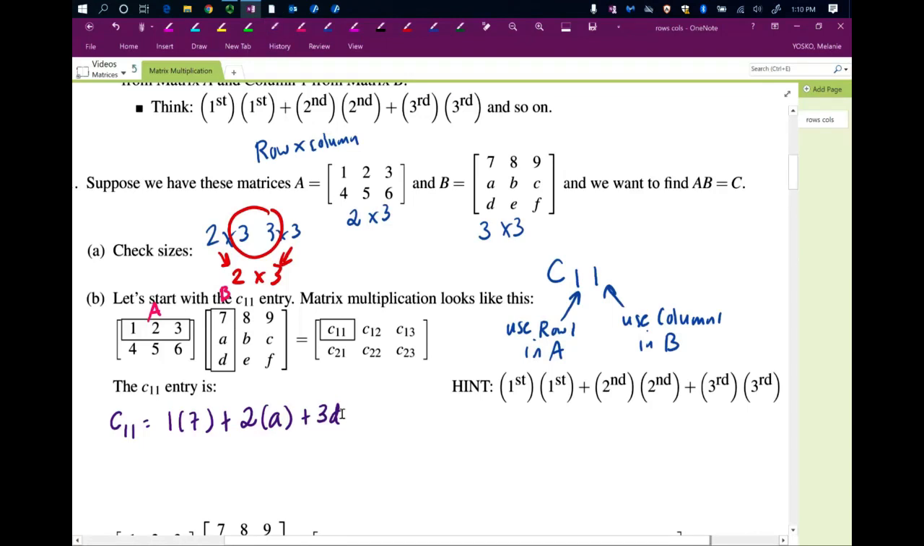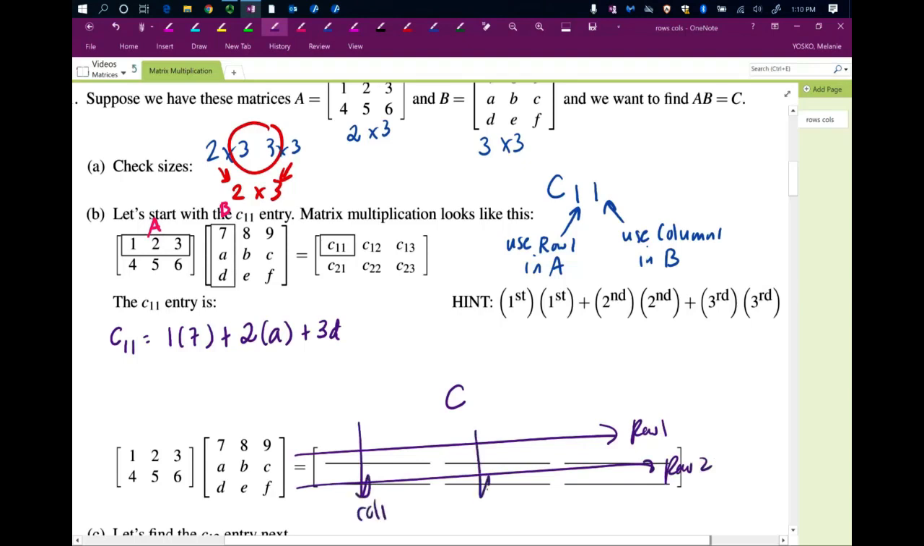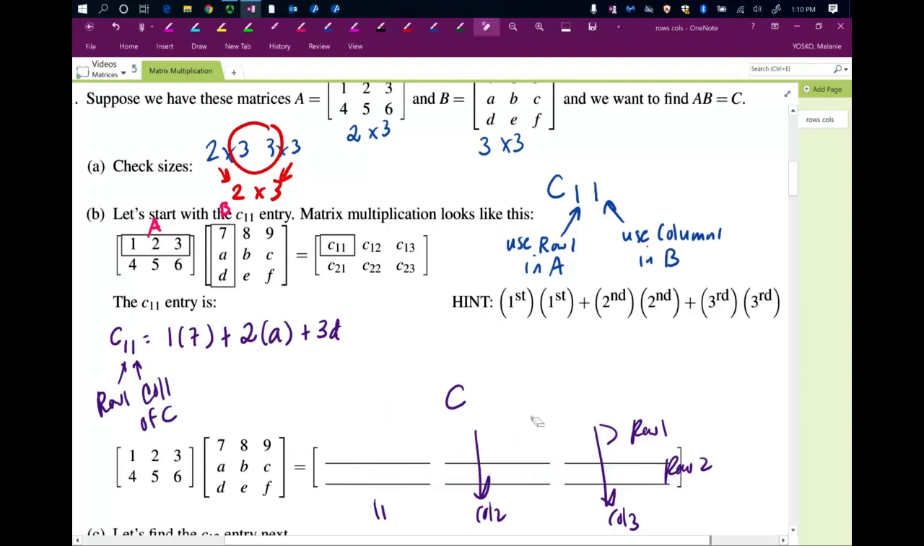Okay, so the C11 entry. Remember this is matrix C, so this is row 1, this is row 2, this is column 1, column 2, column 3. So if it's C11, I knew how to get it, right? To use row 1 in A and column 1 in B, but I also know where it goes. It goes in row 1 and column 1 of C. That's where I put it, which is right here. So let's put that there. So the C11 entry is 7 plus 2A plus 3D.